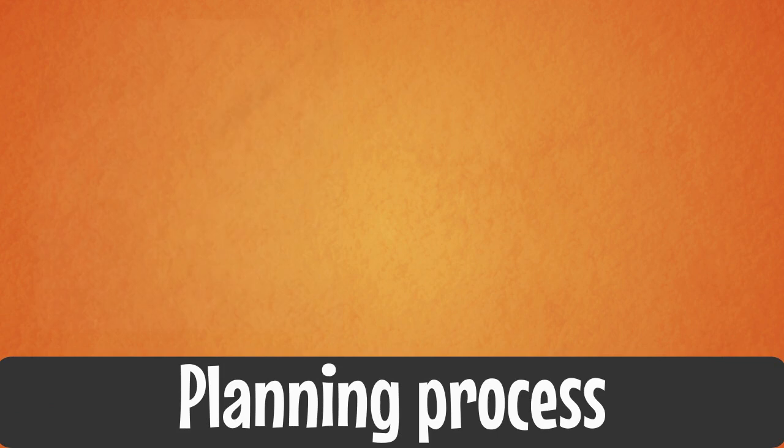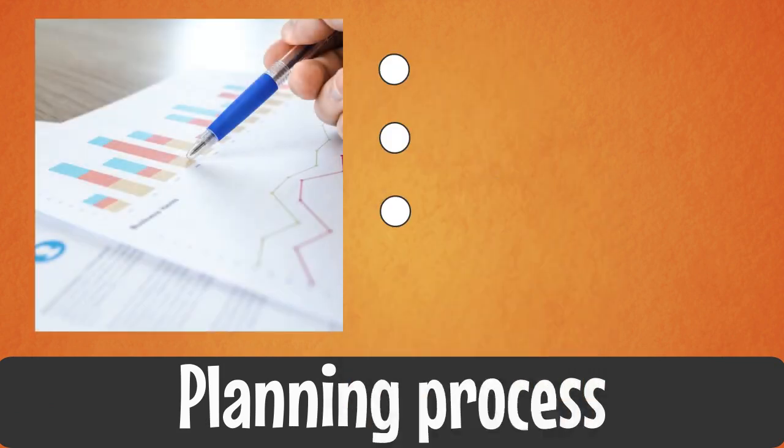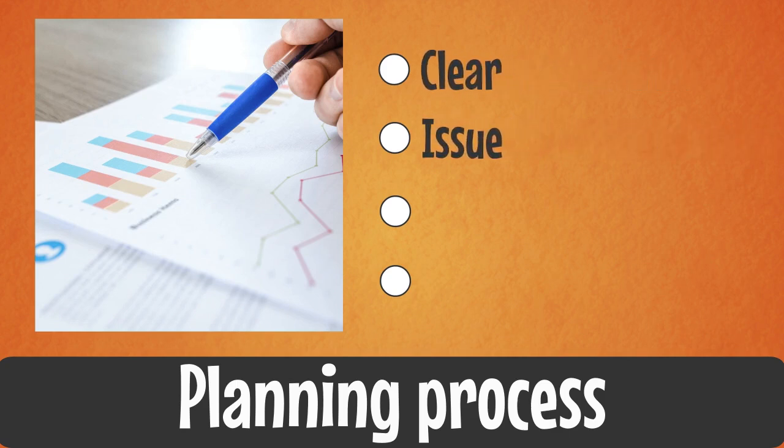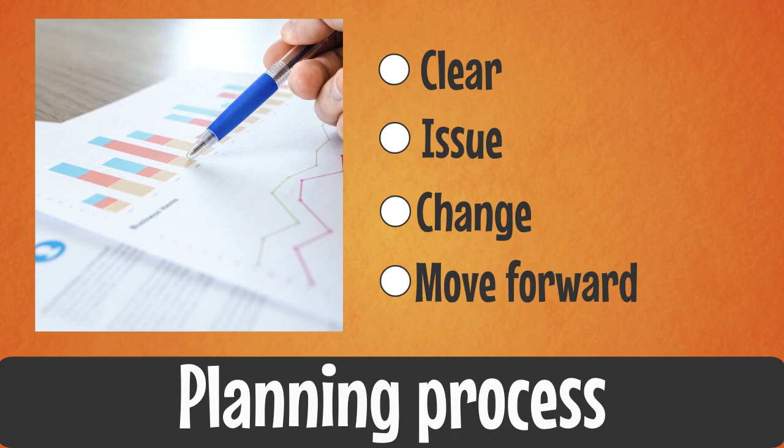The planning process starts by obtaining and verifying information necessary to achieve the objectives. This information is used to gain a clear understanding of the situation, issue, or problem, to help others understand the change needed and to move change forward.